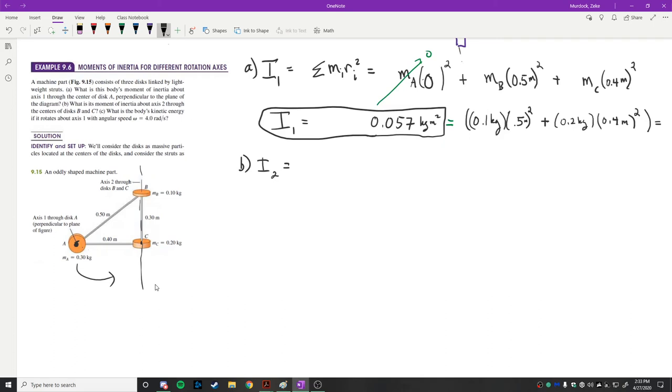So about axis two, you basically see that B and C are already on the axis, right? So they're not going to contribute anything. So the entire moment of inertia is just going to be m_A times the distance. Here's the question: do I use this distance here, or this distance here for part B? Which of those two distances am I going to use? Am I going to use 0.5, or am I going to use 0.4?